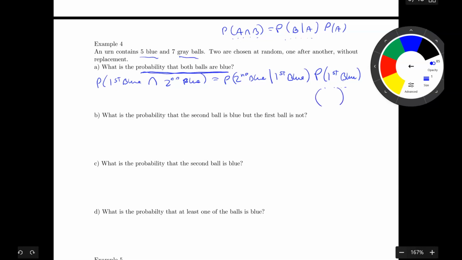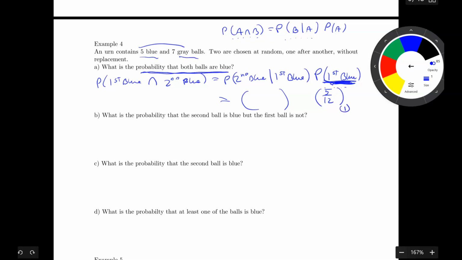What is the probability that the first ball will be blue? So we want to go with this first. What's the probability that the first ball that I'm picking is blue? There's 12 balls total, and there's 5 to choose from, so 5 out of 12. So there's the first, the first is blue. That's what I did first.